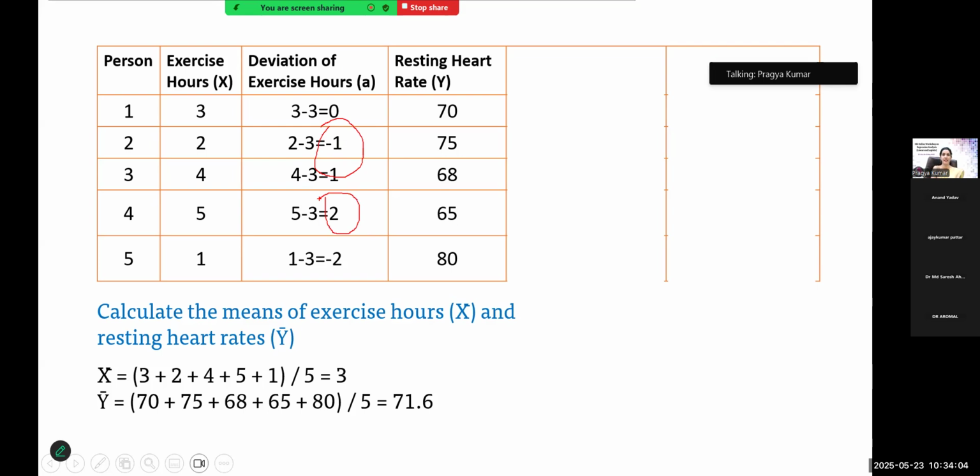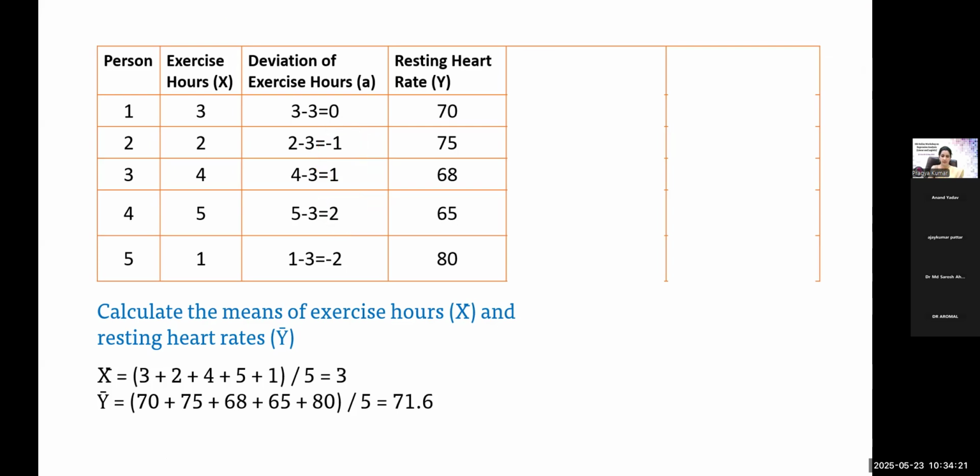If you recall the variance, there also we calculate the distance from the mean, but we square it. Here you don't have to square it. You just calculate the distance from the mean, then you sum it up, and then you divide, and that summing up is like the covariance.